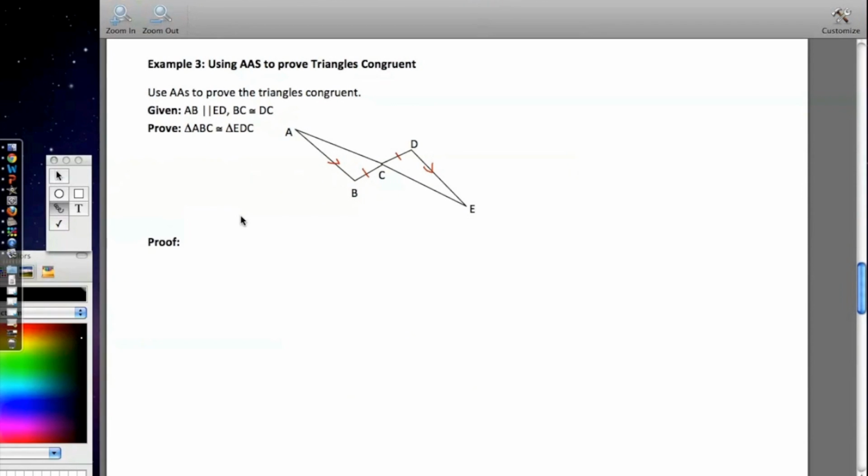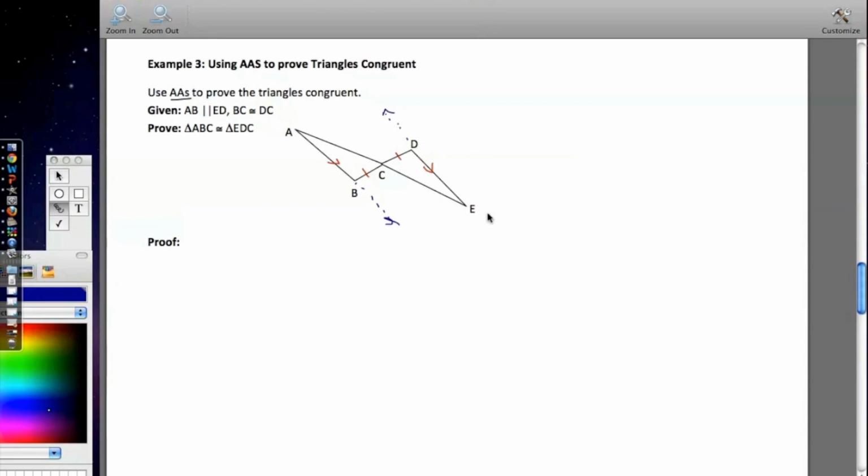We're going to use a flow proof for this. We're going to use angle, angle, side to prove that the triangles are congruent. Once again, they've given us parallel lines, so we're going to use those facts to help us out. If I know that these two lines are parallel, they extend out this way, right? They wouldn't give us this fact if we weren't going to use it.